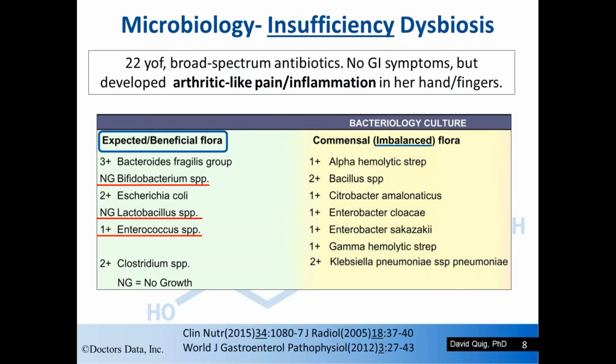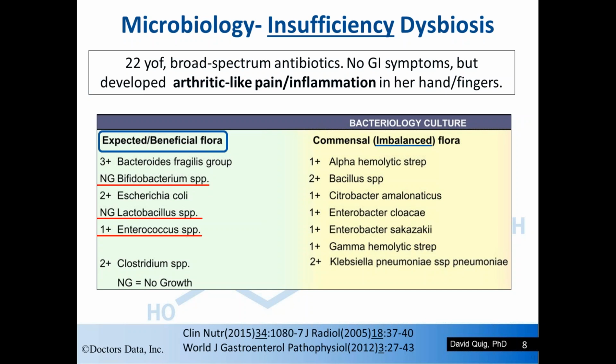So to get a better appreciation of these multi-layered barrier systems, let's take a look at the microbiology profile for a 22-year-old female who unfortunately was given broad-spectrum antibiotics for a bad cold. She had no gastrointestinal symptoms, but developed arthritic-like pain and inflammation systemically in her hands and fingers. And this is a classic case of insufficiency dysbiosis, which I can't stress enough.